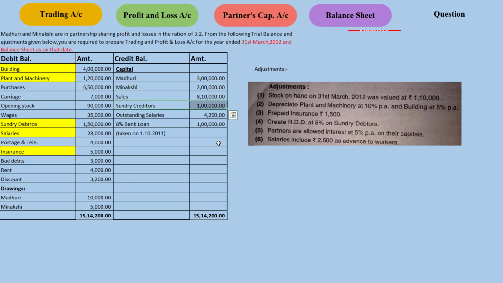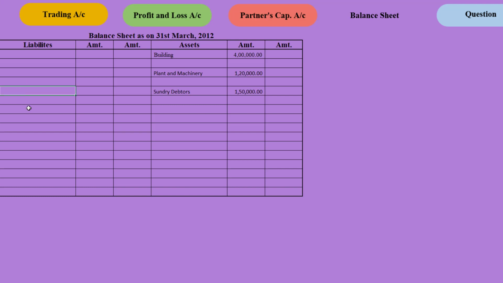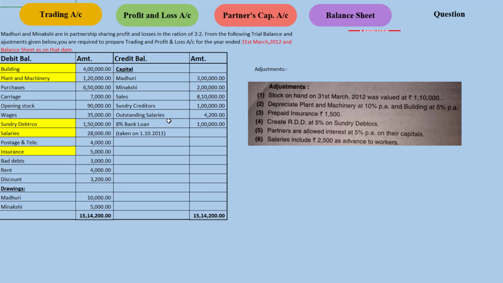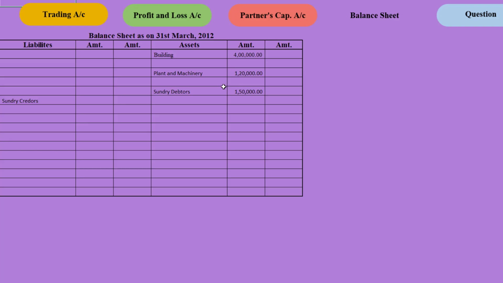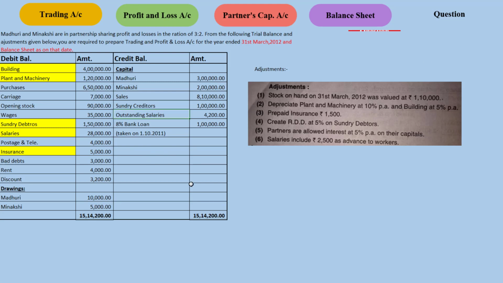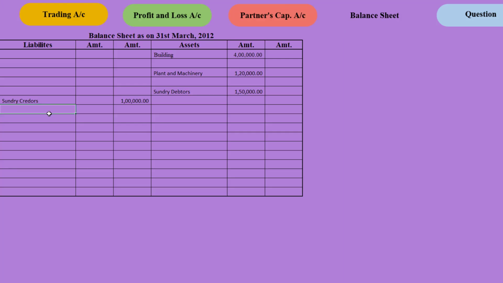Sundry creditors 1 lakh. Liability side. Leave few lines from the top. Sundry creditors. How much was the amount? 1 lakh. Then outstanding salary 4,200. Same way it will be recorded in credit side. Outer column, since there is no adjustment.